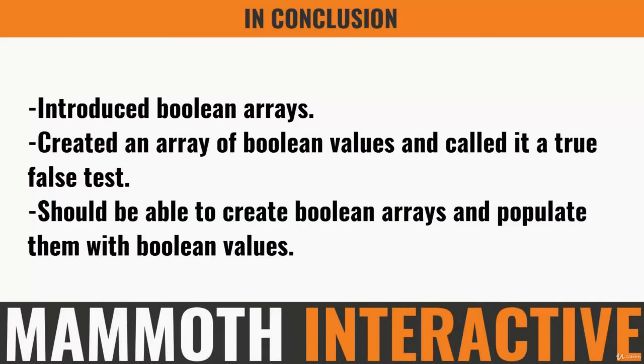In this part of our tutorial we introduced Boolean arrays in iOS. So we did that by creating an array of Boolean values, and we called it a true or false test. Because this might be one way to represent a true or false test in a computer. It's just an array of Boolean values, each with either a true or a false. So by now you should be able to create a Boolean array and populate it with Boolean values. I showed you a couple of ways to do this where you could either specify a size or not.